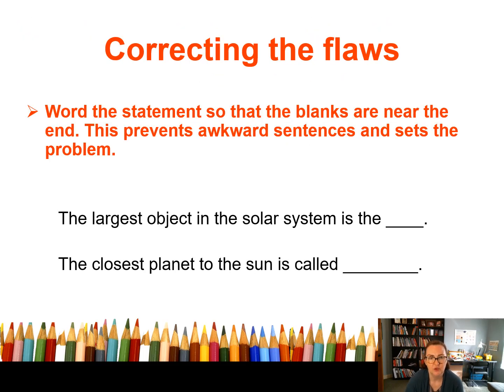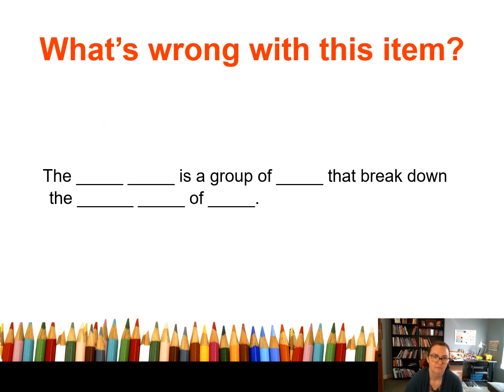To correct this item, you want to make sure that the blanks are near the end. It prevents awkward sentences and it sets the problem up appropriately. So instead, the largest object in the solar system is the blank. The closest planet to the sun is called blank. What's wrong with this item?